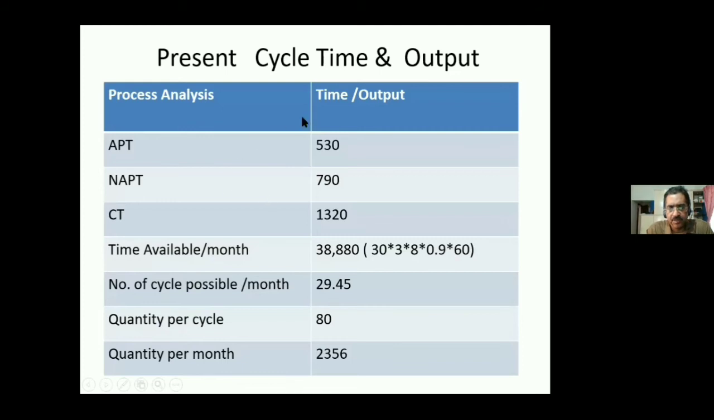Now we will see what is the present cycle time and output. The cycle time is 1,320. The time available is 38,880. So the number of cycles per month is 29.45. So quantity per cycle is 80. So quantity per month is 2,356. So this is the quantity produced by this factory per month.